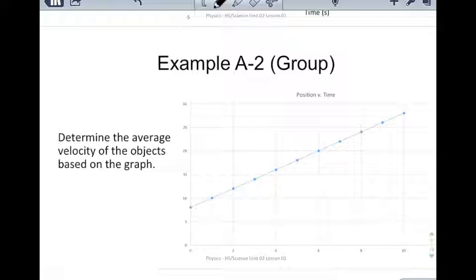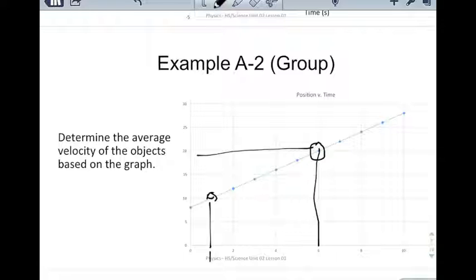For example, this point right here is easy to distinguish because it lies right on a line. This point right here is the next easiest one to distinguish because it would be at 1 second and 10. So it's easy just to pick the 2 easiest points to read so that you can get an average velocity value.